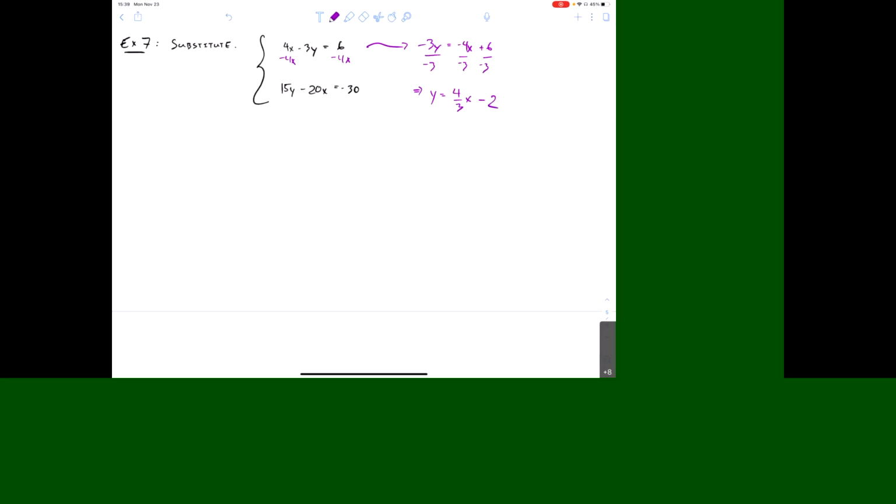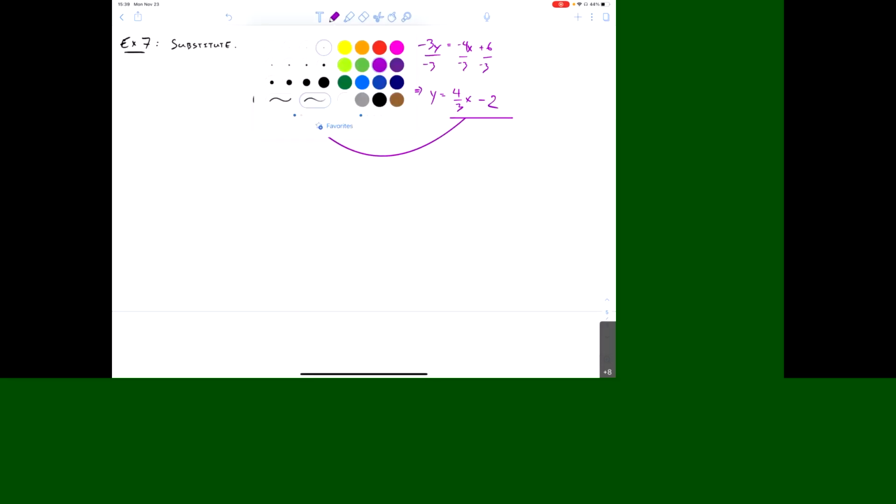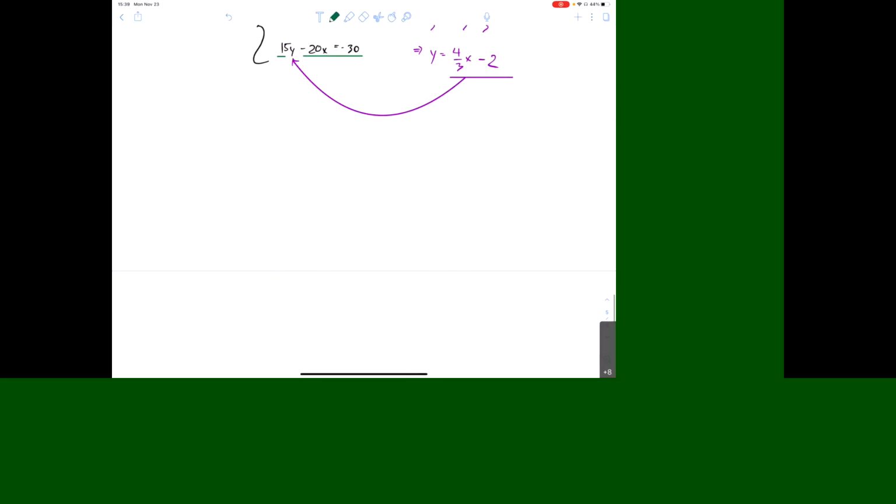So what do you do? You take this portion of the y, and you substitute it back into the second equation where that y is. And again, I'll color code it so you can see here. Remember, the 15 and the rest of this stays the same. You just have to alter the y. Here comes the 4/3 x minus 2.